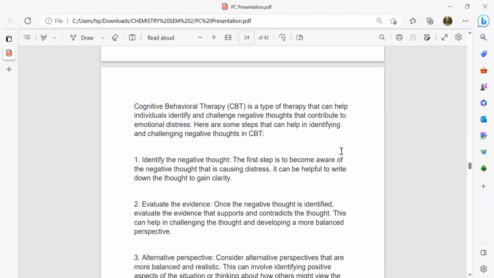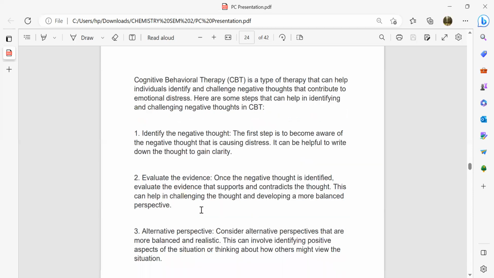Number one, identify the negative thought. The first step is to become aware of the negative thought that is causing distress. It can be helpful to write down the thought to gain clarity. Number two, evaluate the evidence. Once the negative thought is identified, evaluate the evidence that supports and contradicts the thought.